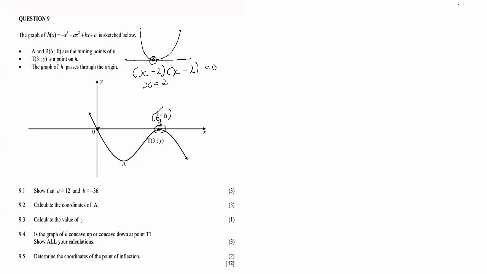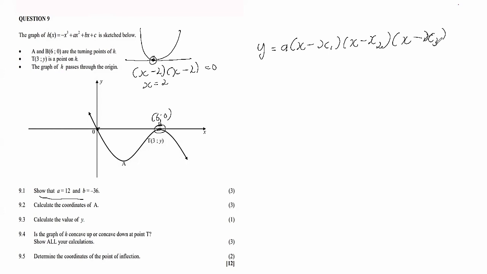Okay, now what we are going to do here is use the root form in order to find the equation, because remember, when the question says show that a is 12 and b is equal to negative 36, they want you to show the values of a and b. What they're actually saying is find the equation of the graph of h of x. So we know that to find the equation, we use the root form method, where we say x minus x1, x minus x2, and then x minus x3.